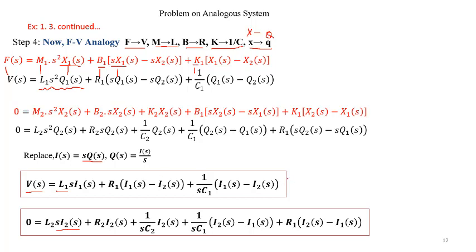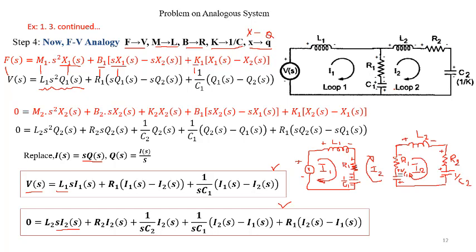Next, using this equation and the below equation, that is equation 5 and 6, we have to draw the electrical network or the loop diagram, or loop circuit as we call it. So how to do this? We are going to write the loop circuit. In the FV analogy, we are going to write the loop network or loop circuit diagram. How to start? So V of S, we'll start it here. So this is V.